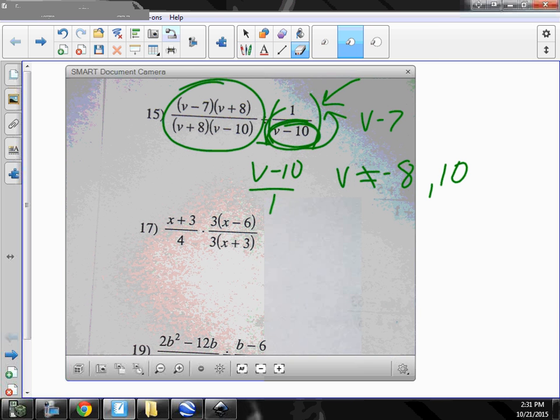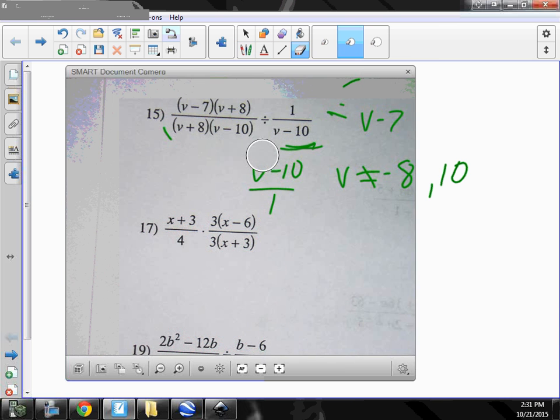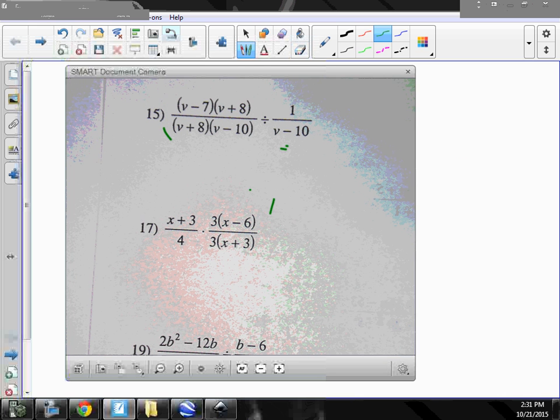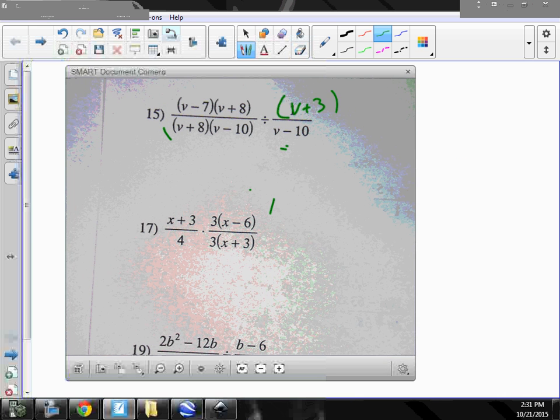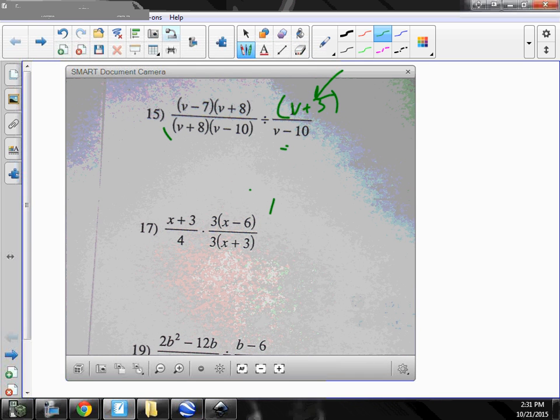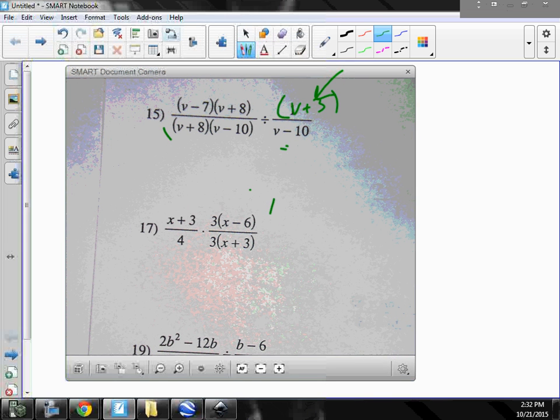And if you think about it, let's say 1 is a bad example. Let's say that this was v plus 3. If that equals 0, is that going to be a problem? Why do you say yes, Ty? Because I told you to.